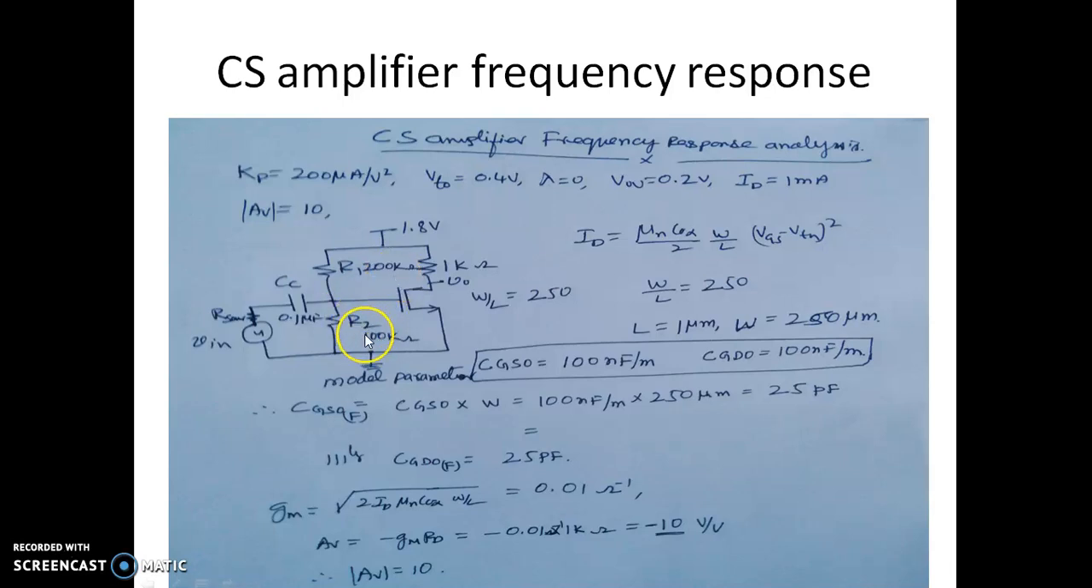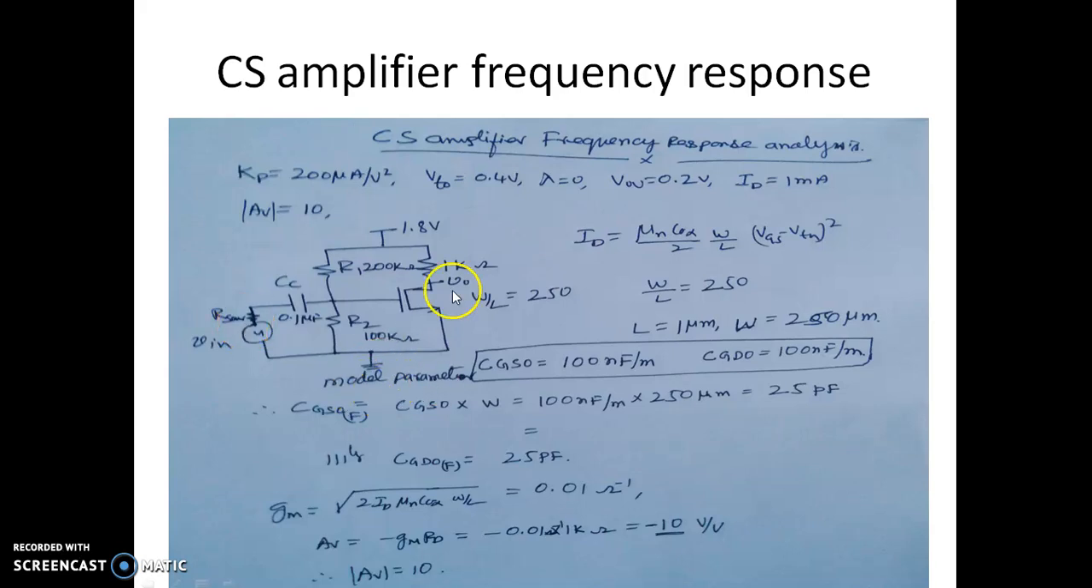It comes out to be 100K for R2 and 200K for R1. The W/L can be found using the current equation. So W/L comes out to be 250. Assuming the length as 1 micrometer, the width happens to be 250 micrometer, and we'll assume a source Vin having a source impedance R source.